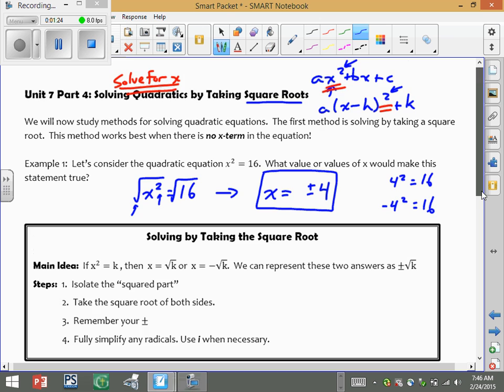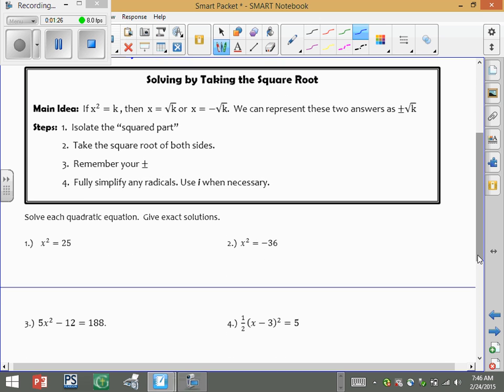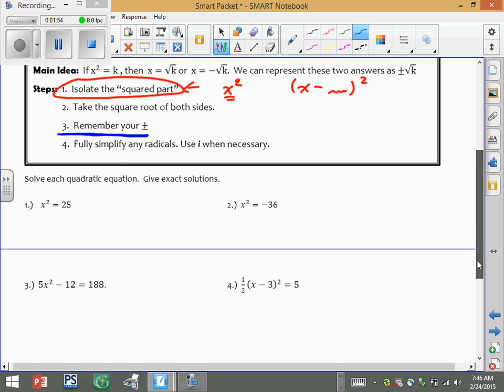So here are some steps along the way just to make sure you do this right. The first thing you want to make sure you do is isolate the squared part. Now, sometimes the squared part will just be x squared. Sometimes you'll have x minus some number, squared. Anything that's squared, you want to make sure that we isolate that. We get rid of any numbers that have been multiplied or added or subtracted away from that, right? And when you take the square root of both sides, remember to do plus or minus. And then once you've got a radical, let's go ahead and make sure we simplify them all the way.